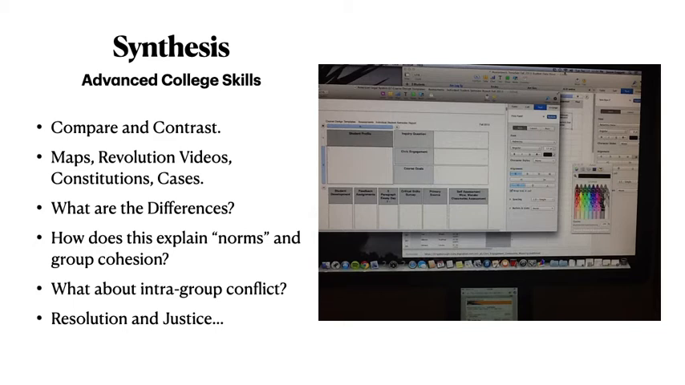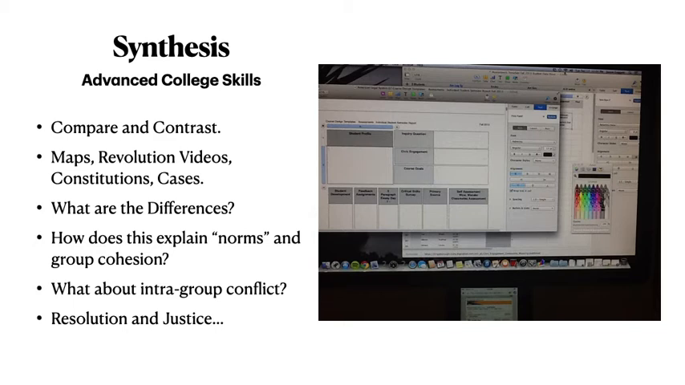What is that thing trying to say? One or two sentences. And you should put that in a table, so you can start to compare and contrast those ideas. How are the maps similar to the revolution videos? And how do those compare to the Constitution and cases?